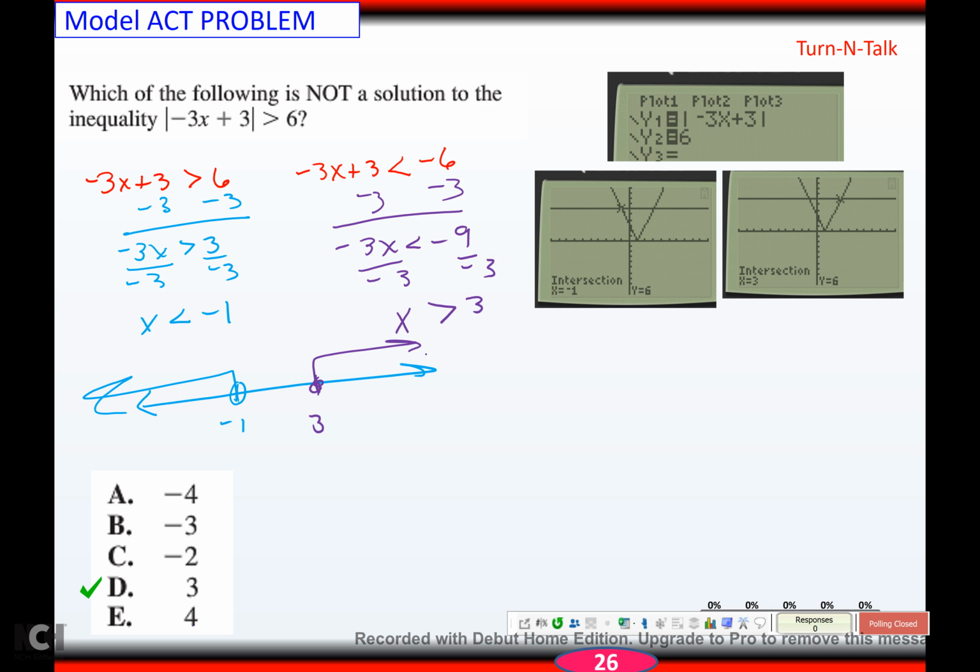So they want to know what is not a solution. Well, I want the number that doesn't lie under the blue or the purple bar. Negative 4 does, negative 3 does, negative 2 does, 3, oh, these are open circles. So 3 is not included, 4 is, because that's an open circle. Without a bar, we don't include that. Okay.